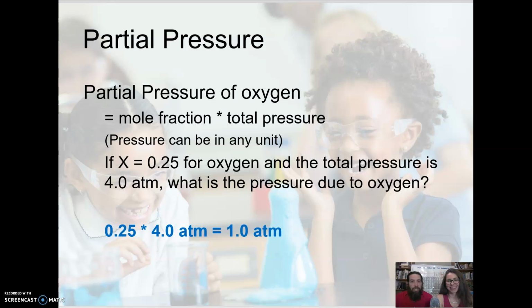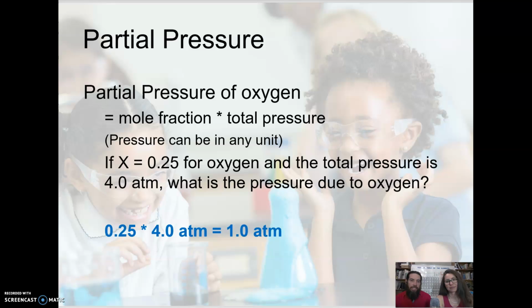So let's take a look at this problem. We've got the partial pressure of oxygen. To calculate the partial pressure, we're going to take the mole fraction of the oxygen and multiply it by the total pressure. So this is the total pressure of the mixture. And that will give us the pressure that oxygen contributed to this.